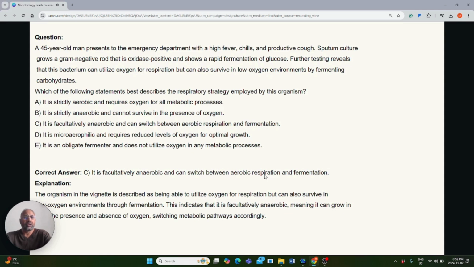your competitive exams. So the question goes like this: a 45-year-old man presents to the emergency department with a high fever, chills, and productive cough. Sputum culture grows a gram-negative rod that is oxidase positive and shows a rapid fermentation of glucose. Now, further testing reveals that the bacterium can utilize oxygen for respiration, but can also survive in low oxygen environments by fermenting carbohydrates. Which of the following statements best describes the respiratory strategy employed by this organism?